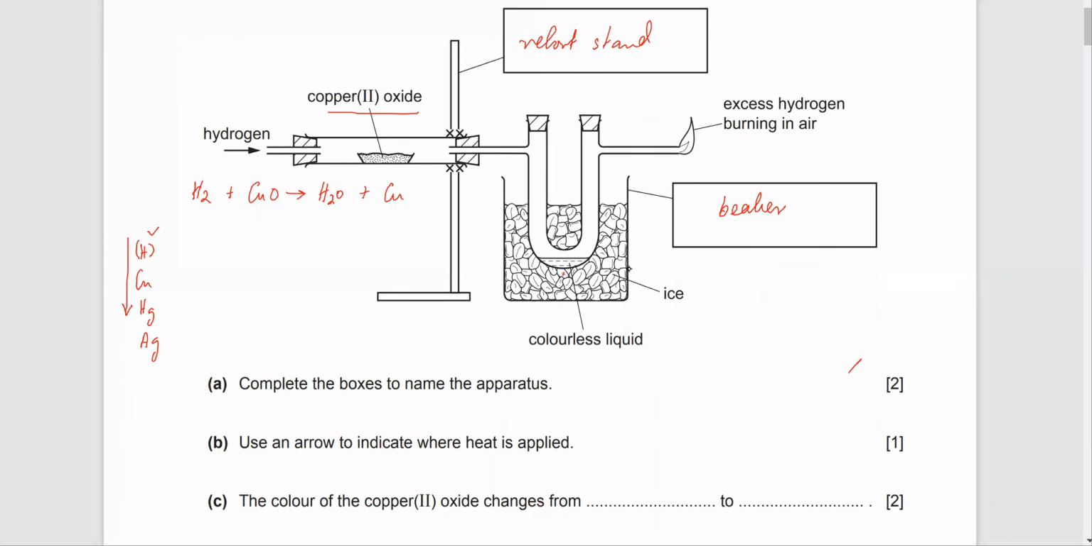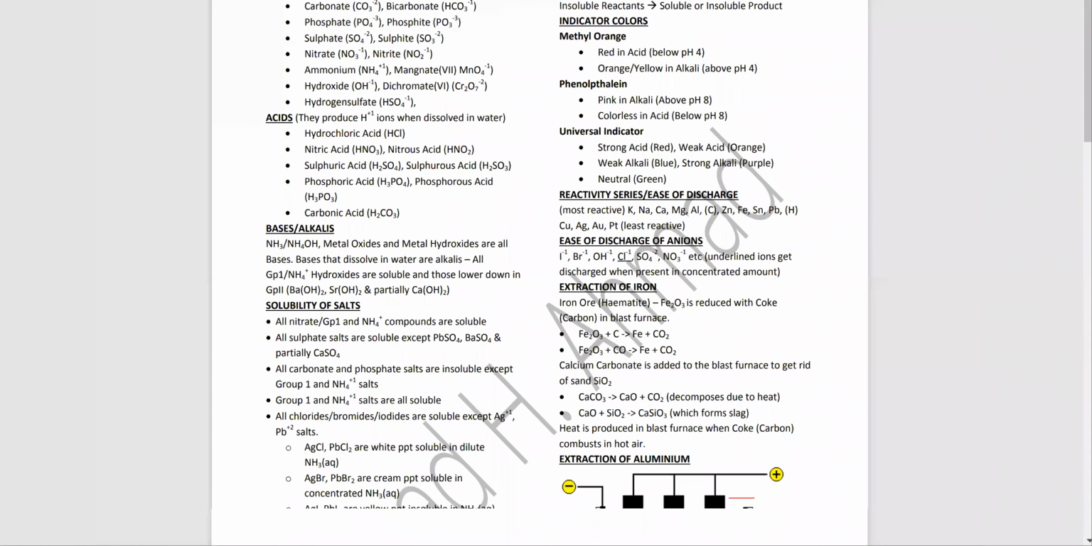Use an arrow to indicate where the heat is going to be applied. The second question, where the heat is going to be applied. So you're going to apply the heat over here. You have to heat copper 2 oxide so that it reacts with hydrogen gas. The color of copper 2 oxide changes from what to what? Initially it was copper 2 oxide, then it changes into copper; it gets reduced because hydrogen takes away the oxygen.